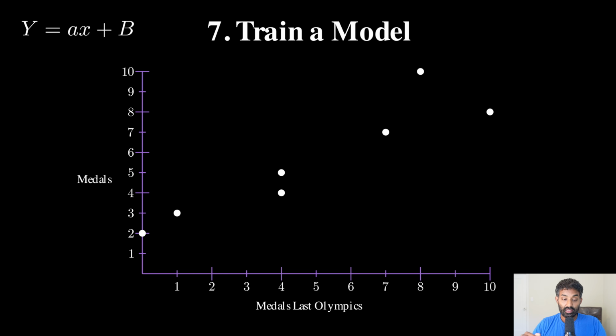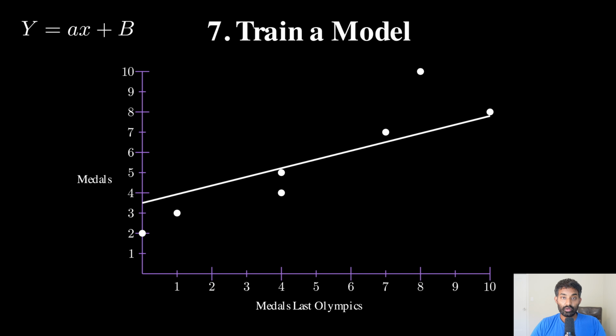So you see the axis: medals is on the y-axis, and previous medals, so medals in the last Olympics, is on the x-axis. For example, a country may have gotten 1 medal in the last Olympics and 3 medals in the current Olympics. And you see that at the point on the left. So a linear regression model will draw a line between the points, and we can use that line to make predictions.